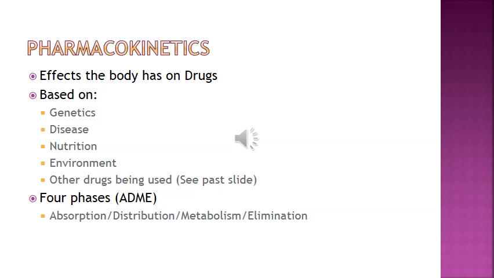And we have up here some different factors that pharmacokinetics are based on. Another thing to consider is that we have essentially 4 phases of what happens with a drug when it enters the body. We have absorption, distribution, metabolism, and elimination, and we'll be discussing all of those.